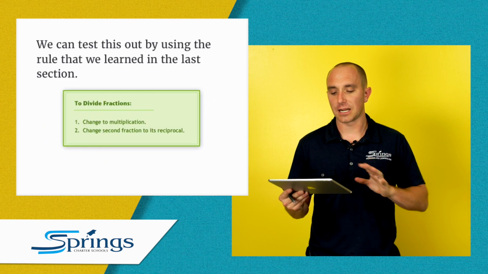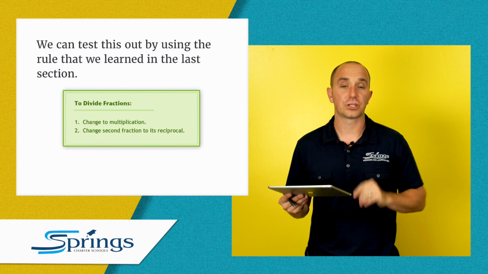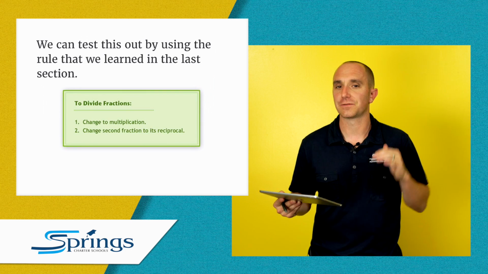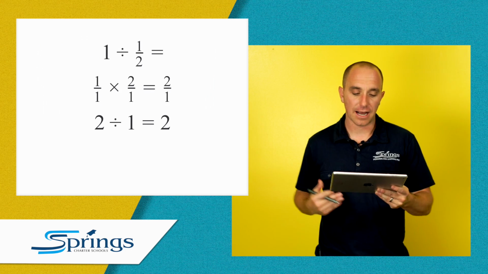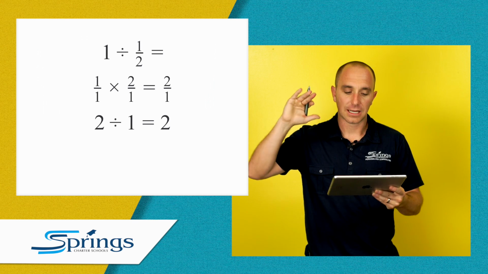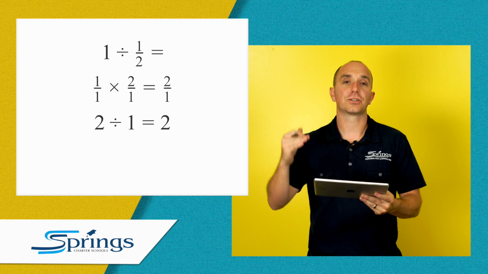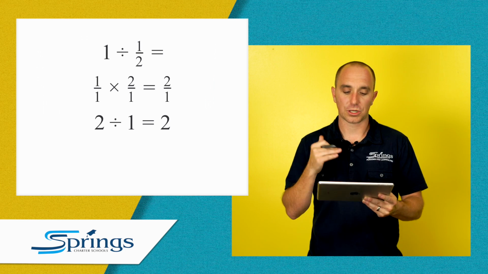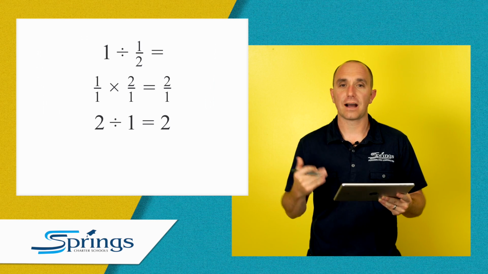So we can test this out by using the rule that we've learned in the last section. To divide fractions, 1, we change to multiplication. 2, we change the second fraction to its reciprocal. Keep, change, flip. All right, so we have 1, and we're going to divide it by a half. Remember, we have to keep the 1 over 1 because we have to make it a fraction. And then we're going to use the inverse operation of division. We're going to multiply it, so we change it to a multiplication sign. And then we have the reciprocal of 1/2, which is 2 over 1.